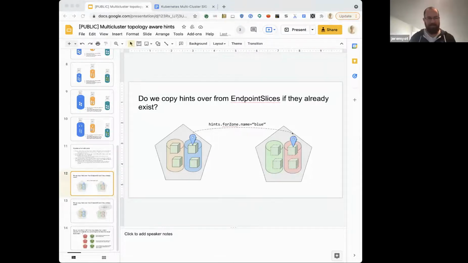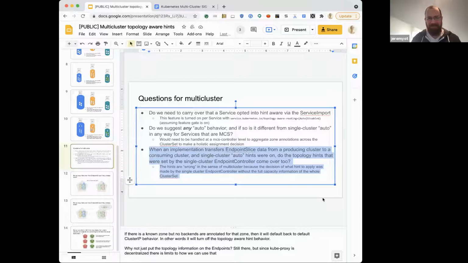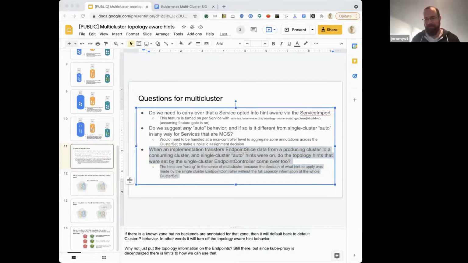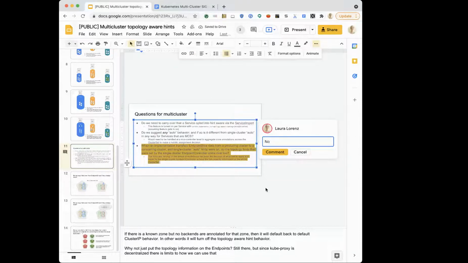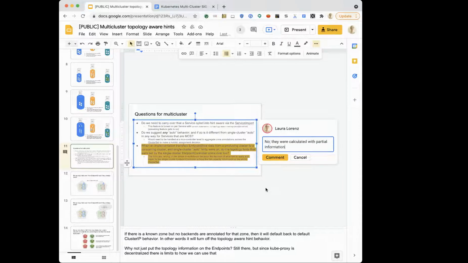And I think you actually just kind of gave us the answer, Rob, on slide 11. No. That last one, yeah. If you're just mirroring endpoint slices, should you copy over the hints? I think it's pretty clear that the answer is no, because those hints were populated with partial information. Yeah, exactly. And if hints are helpful, you can recalculate them with a multi-cluster view of the world, in something that makes sense. But hints that were calculated with a single cluster view of the world are going to be rather unhelpful and confusing if you mirror them over without any modification.